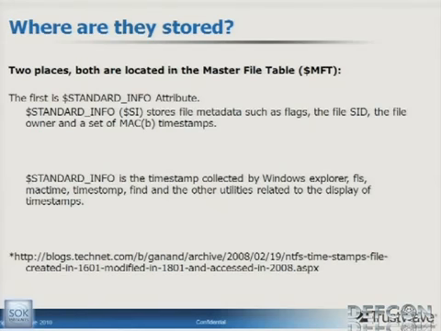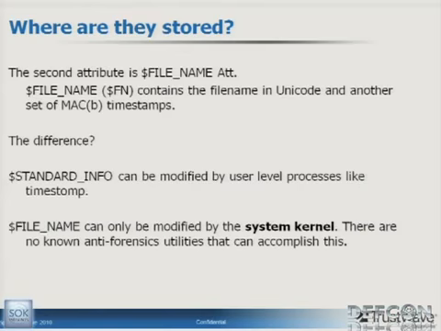So, where the timestamps are stored. They're stored in two places. They're both located in the master file table. The first is the $standard info attribute, or the SI attribute. It stores the file metadata like flags and SID, data about data, the file owner, and one set of MAC-B timestamps. This is the timestamp that's collected by Windows Explorer when you sort by date, or by utilities like FLS and MapTime and TimeStomp, all the other utilities related to the display of timestamps. This is where they pull them from: standard info. And that did come straight from one of the TechNet blogs. I've got it referenced down there at the bottom if you want to read it.